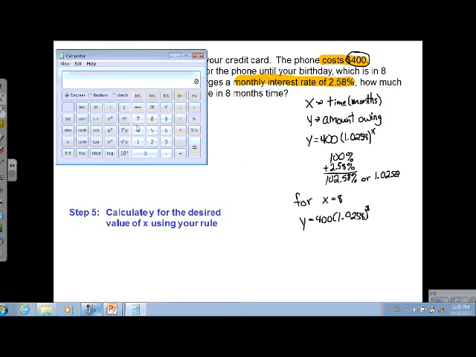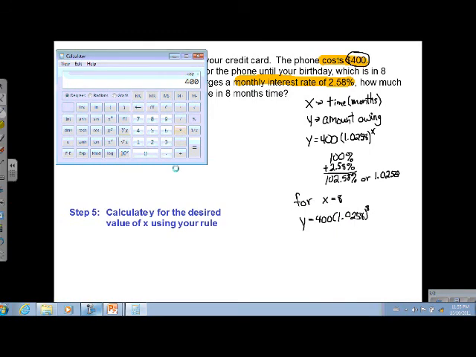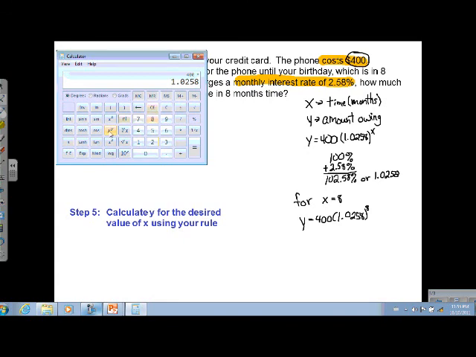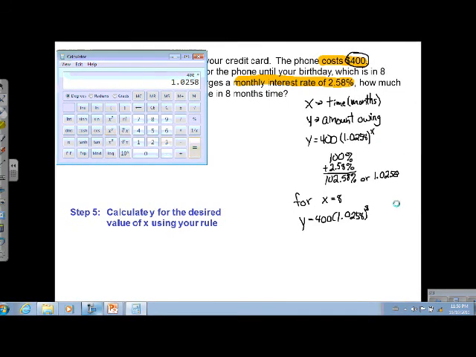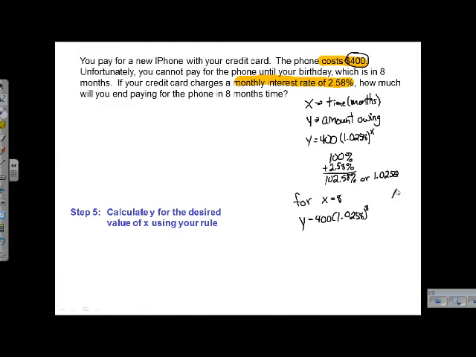All right, so we start with our 400. We multiply that by 1.025. And then you should have a power of button. Some of them it's x to the y, like this one. Other times you'll see it y to the power of x. Some other times you'll see what's called a hat button, which looks like 2/3 of a triangle. It kind of looks like that.